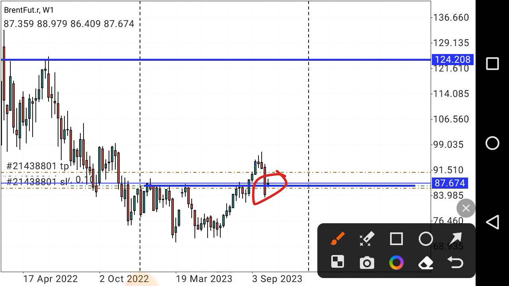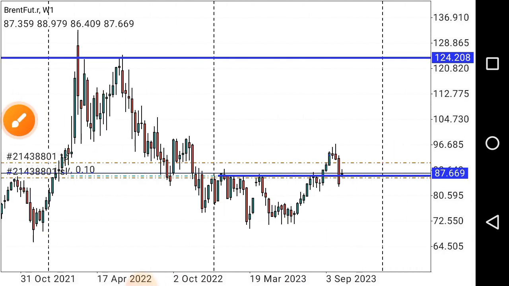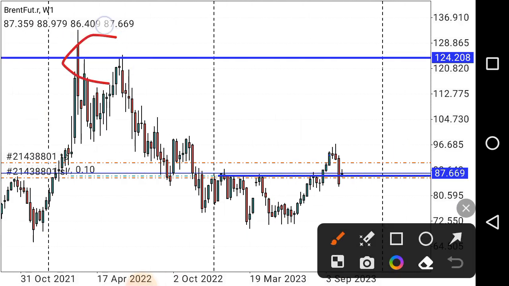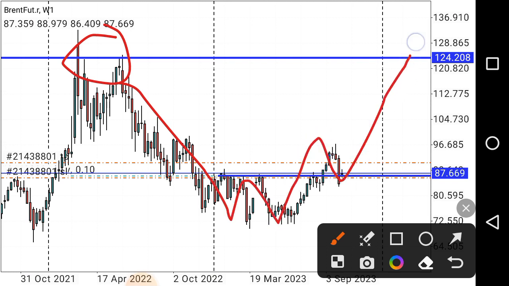And in my very humble opinion, because this structure started around this level, right, ideally we want to see price actually close at that level in line with where it had started to complete that structure.